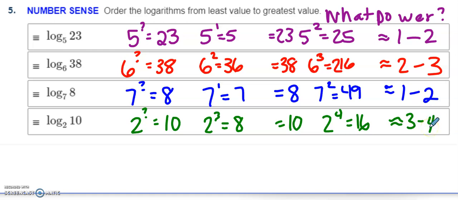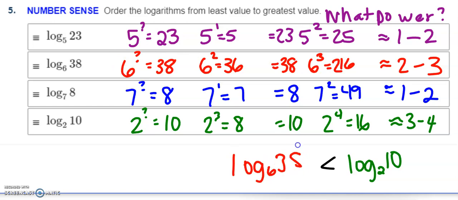So we were supposed to go from least to greatest, so let's think a little bit strategically. I know the biggest number is going to be this one, right, between 3 and 4. So my greatest value is log base 2 of 10. And the next greatest value is definitely this guy, log base 6 of 38.